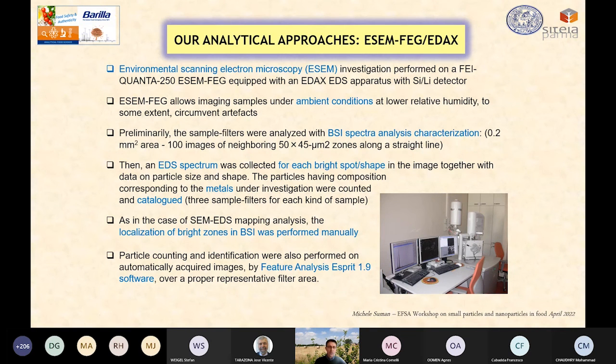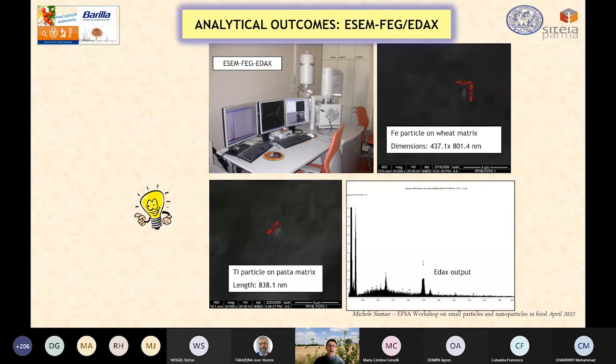So we executed scanning electron microscopy in backscattering modality, and we were isolating and identifying the different metal particles localized in bright zones, either by manual evaluation, but also considering some dedicated software for automatic particle counting and identification, and comparing the results from the manual and automatic counting at the same time. We achieved these results.